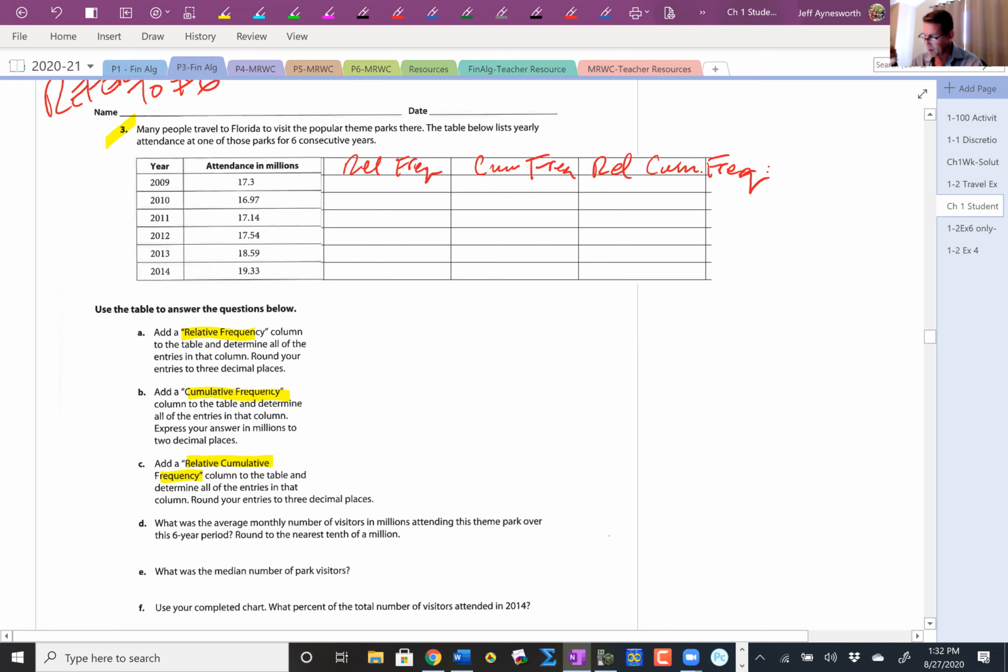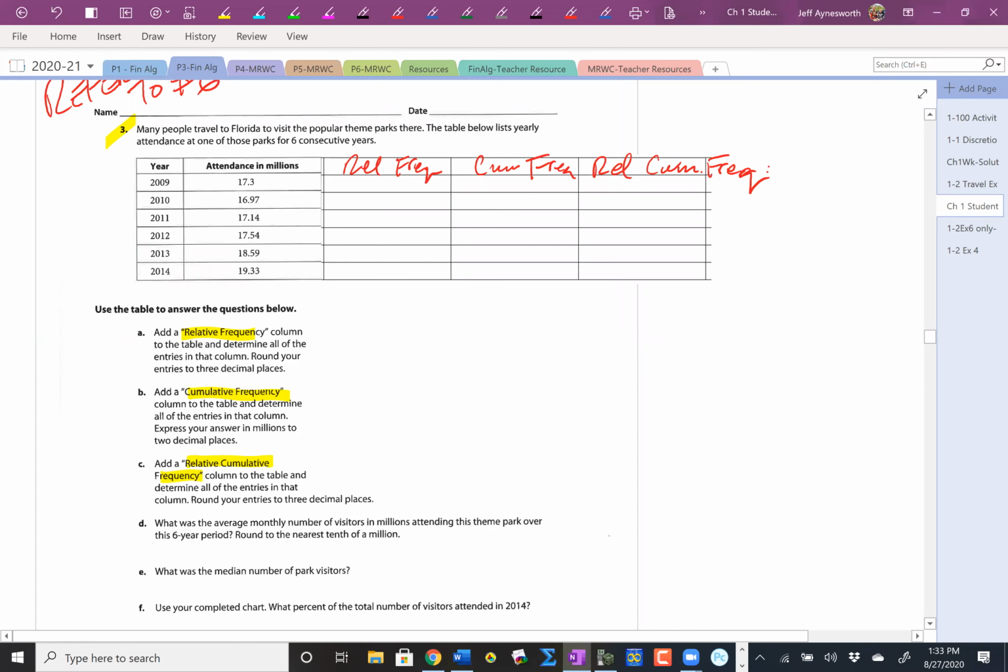Because the average yearly that I came up with is, I took the sum, which is 106.87, and divided it by six, because there were 6 years from 09 to 2014, which is 17.8 million. But that should be representing the average yearly.